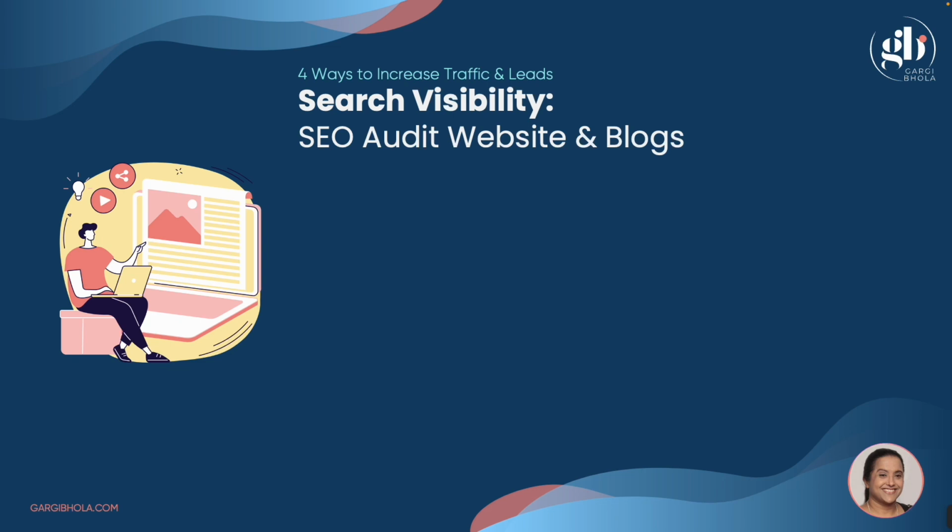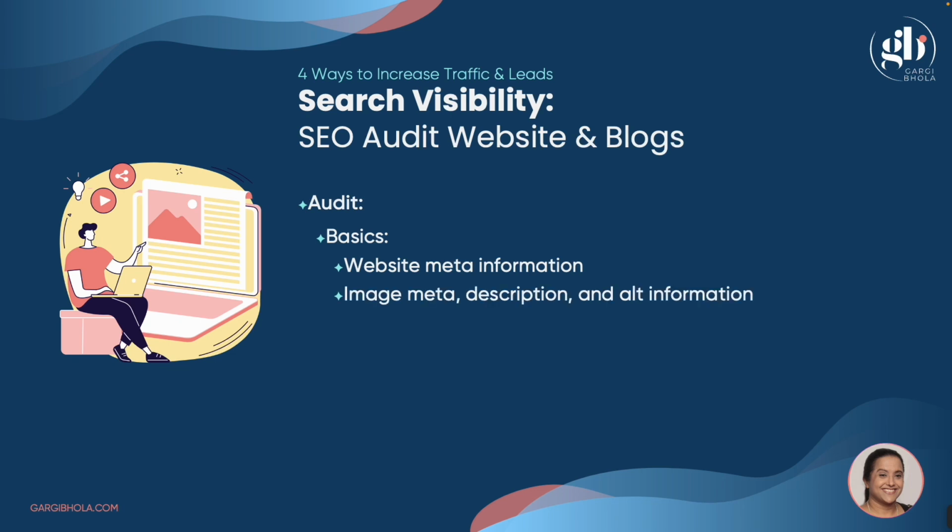One way to start increasing your traffic and leads online is to improve your search visibility. So do this by doing an SEO audit on your website and your blogs, and start seeing what your benchmark is, what you need to improve. So start looking at your website meta information. This would be your images, your image descriptions, your titles, your alt image information, and also your page URLs, your page titles, your URL structure.